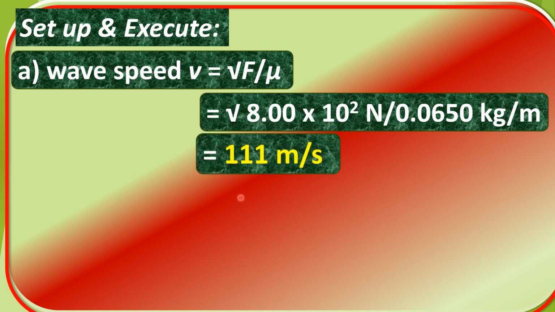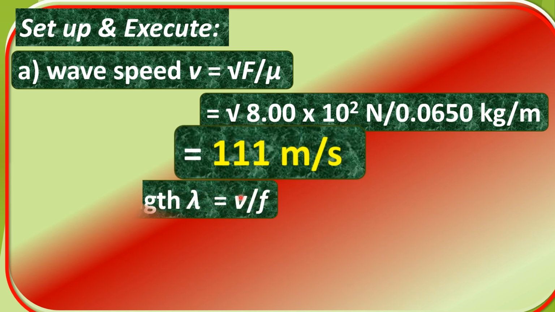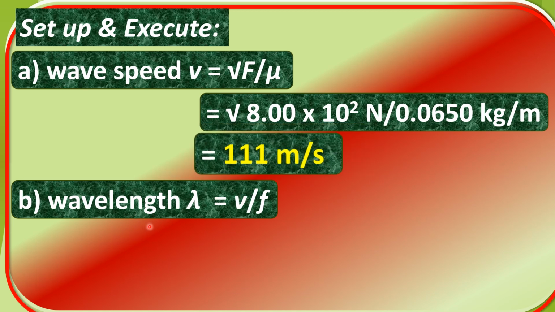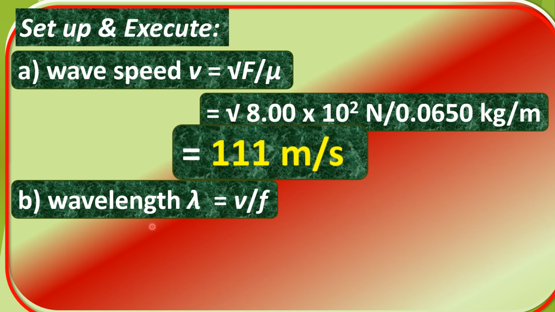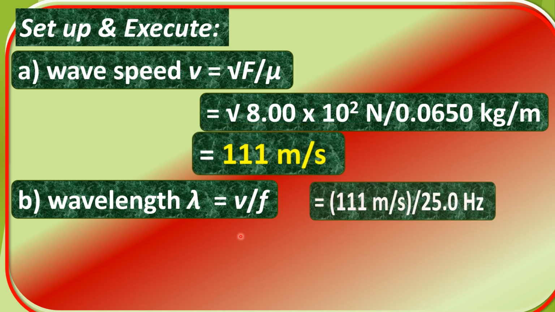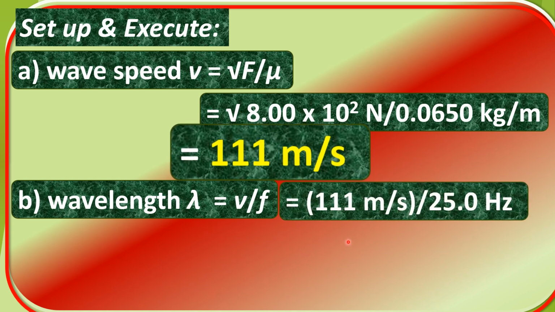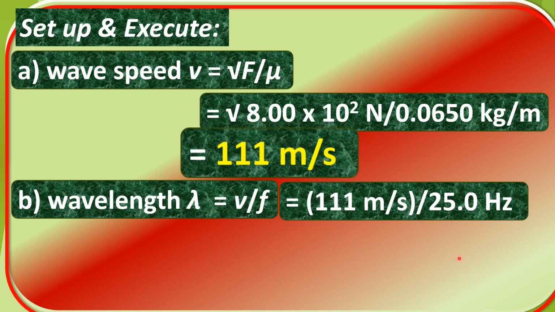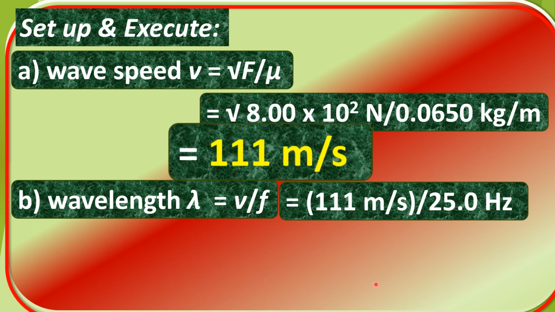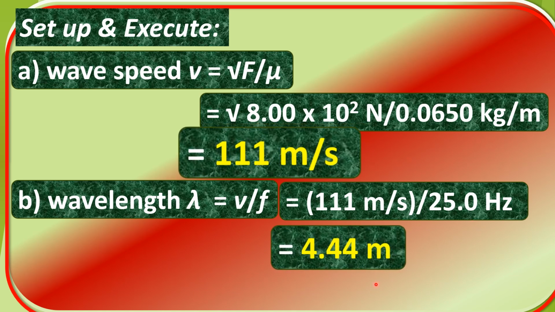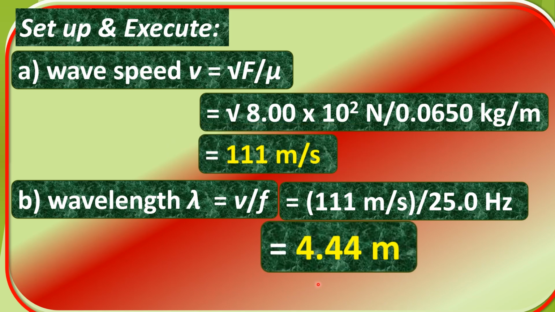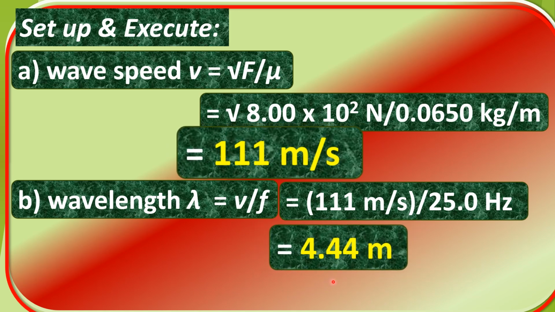Now for the wavelength lambda, we just divide the speed v by the frequency f. That is 111 meters per second divided by 25.0 hertz. And we get for the wavelength lambda equal to 4.44 meters.